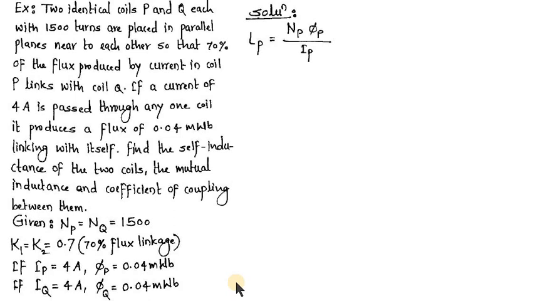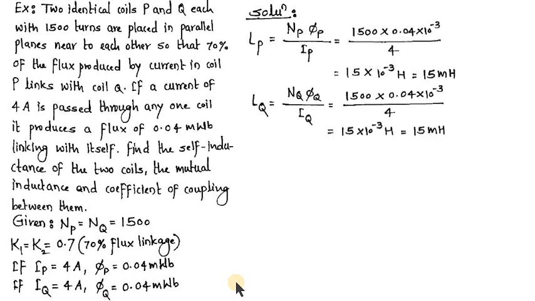So LP is equal to, we know the formula for inductance is N into phi upon I. So NP phi P upon IP. If we substitute these values as identified in the given, we get 15 millihenry. LQ, the inductance of coil Q, is also 15 millihenry, and it was bound to happen because the two coils were completely identical with each other.